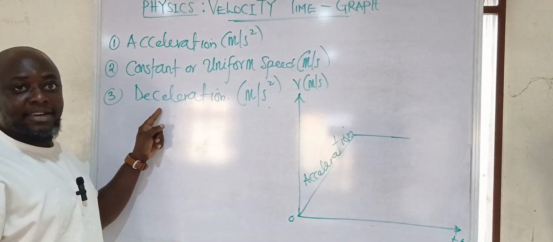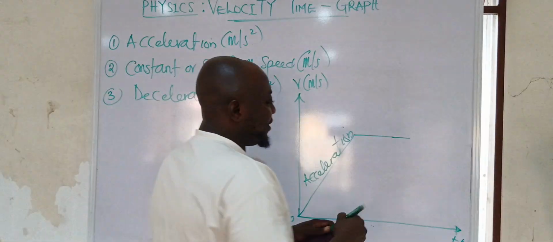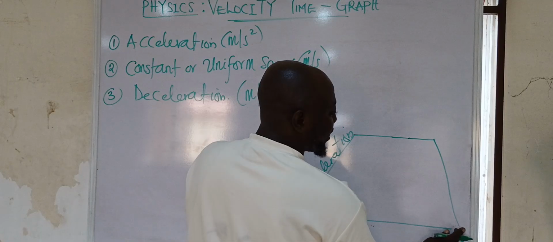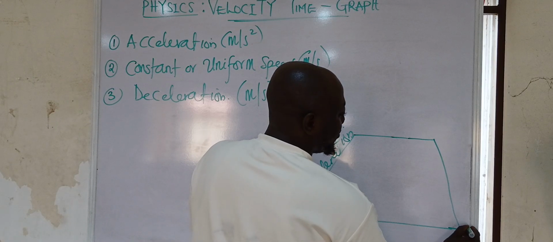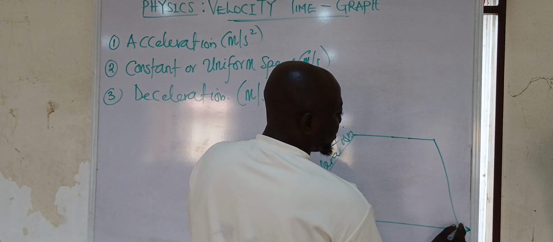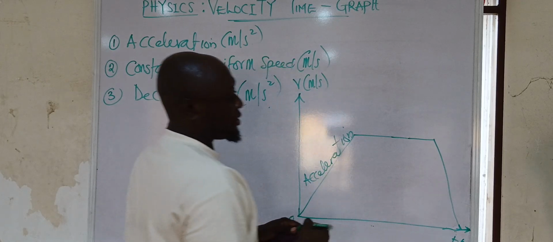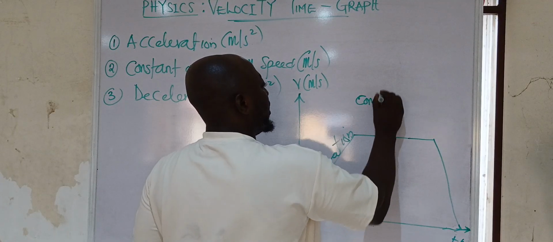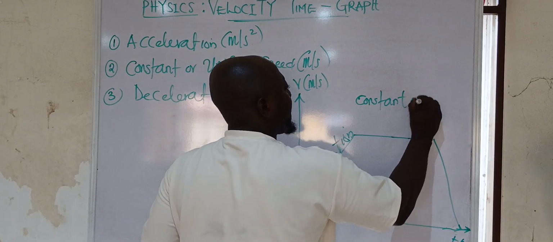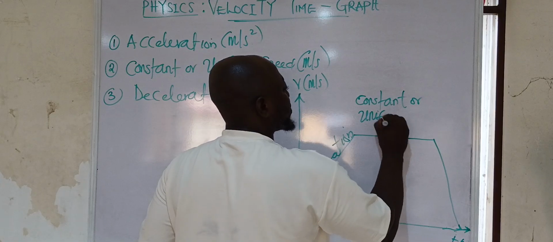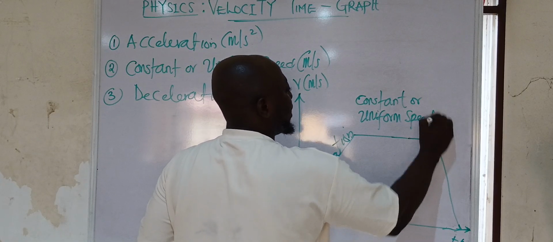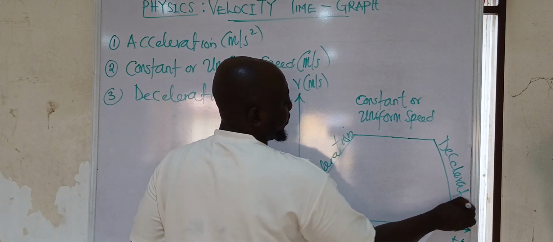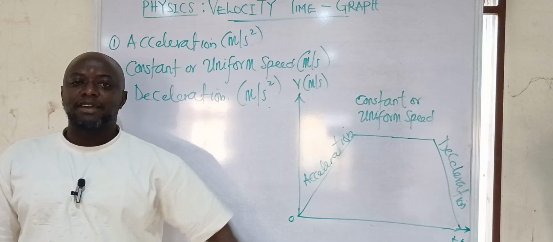Next, whenever you hear deceleration, that means it comes back to rest. That's the concept. It comes back to rest. So this is the concept. So here is constant or uniform speed. Why this is deceleration. So this is just all about the graph.